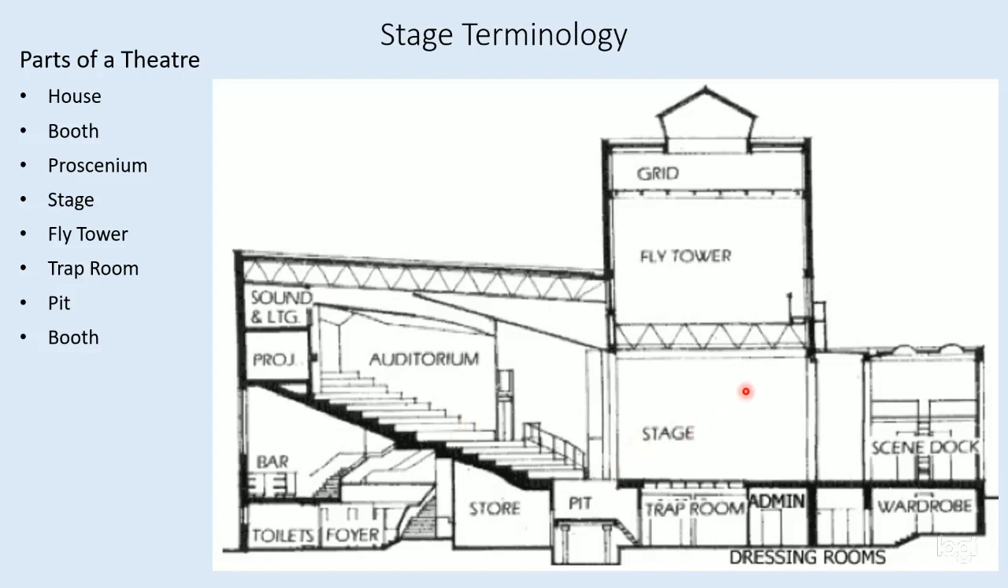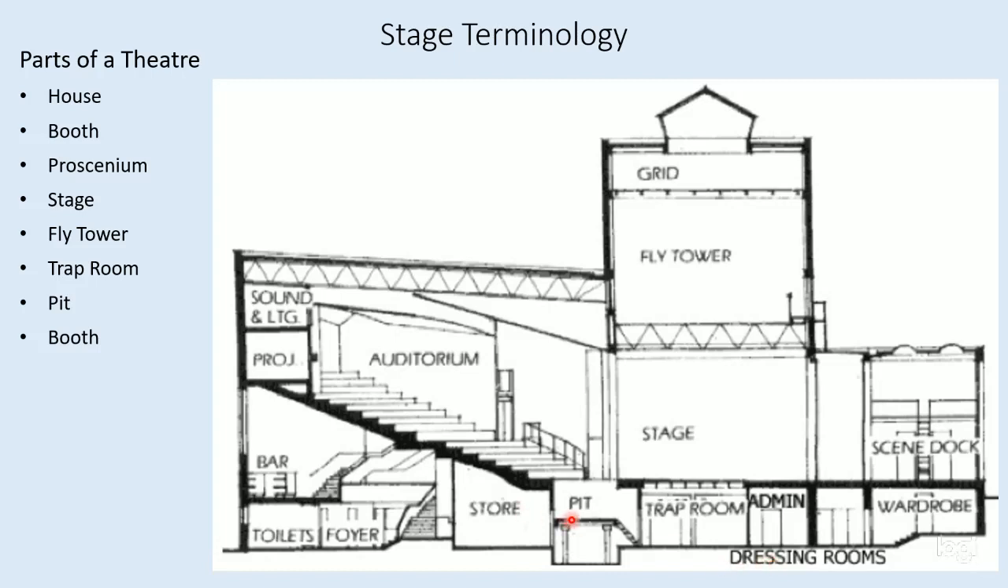The fly tower is often located above the stage, and it's a large open space where we can fly and hide scenery or lighting or other equipment. We can fly it up and get it out of the way and out of view. Next is the trap room. Trap room is used less in U.S. theater, more in European theater. Trap room is a space that's located below the stage, and it allows us to bring scenery and people and all kinds of things up from the floor, right?